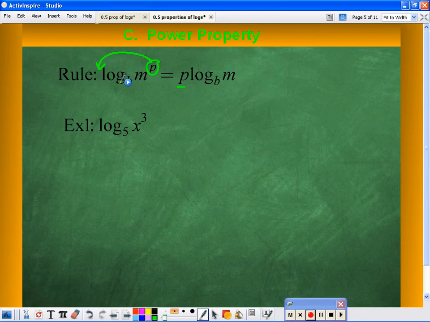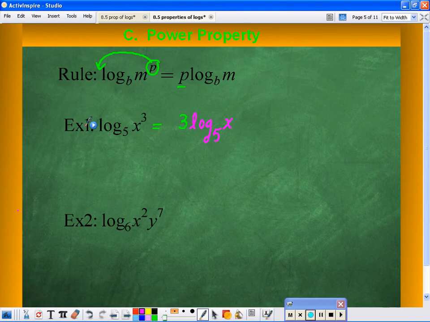So when I have an example like number 1, log base 5 of x to the third, to write that, I simply have to take that 3, put it in front of the log, and then everything else just gets written the way it was. And there you go. That's your answer for example 1.